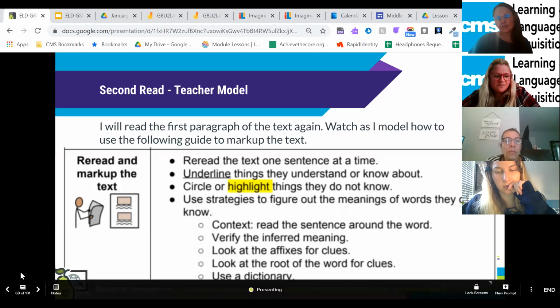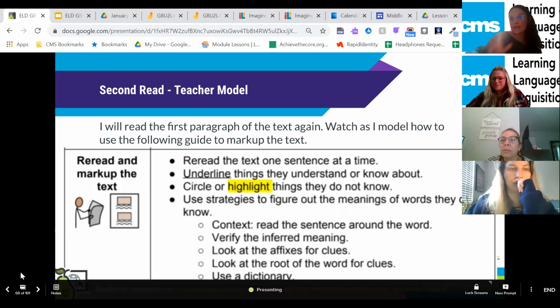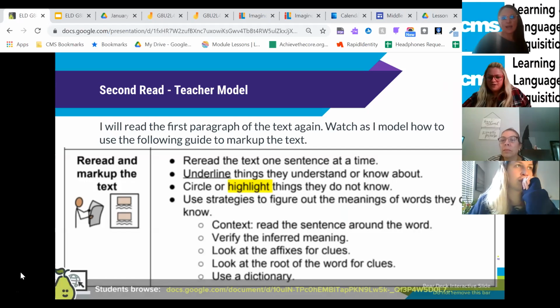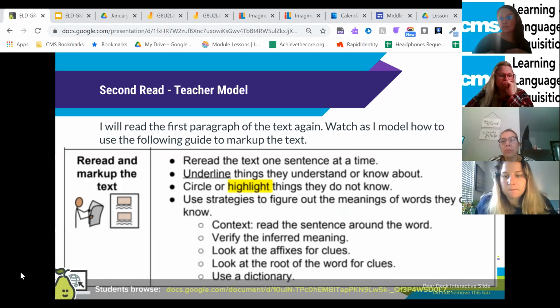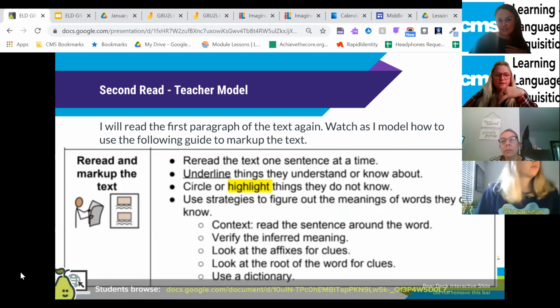Okay, so the next part is the second read. The first read was that preview of the text, hearing it, and then going over the vocabulary, because that was vocabulary that was mentioned over and over again. This is something they see in Canvas, and this goes really well with the engineered text.